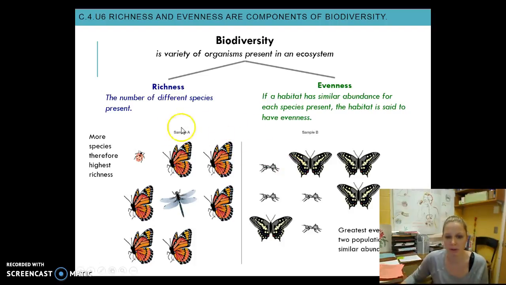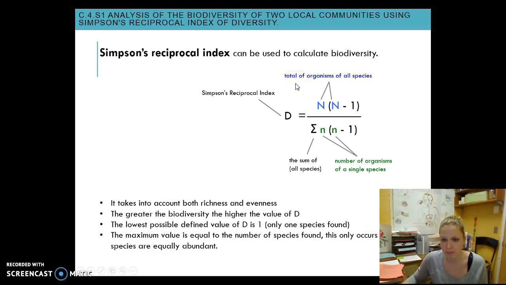So sample A isn't better than sample B as far as richness wins over evenness. They're both present. So when we do this specific calculation, it's called Simpson's reciprocal index, and it looks at both richness and evenness. And the higher we call it a D value, so the higher that Simpson's reciprocal index, or D, is, the greater biodiversity you have. The lowest possible is 1. And that would just mean I found 1 type of species. It doesn't matter how much, but I found 1.